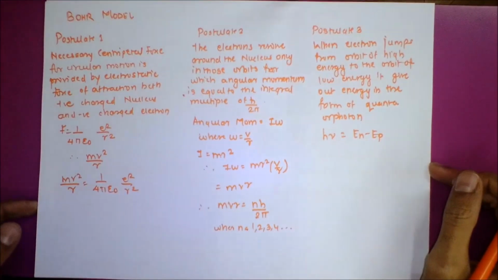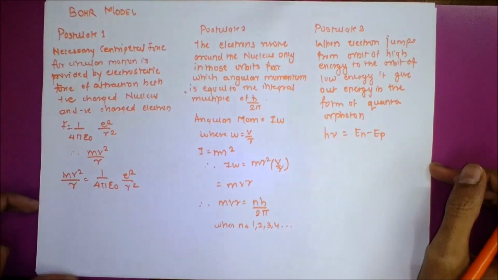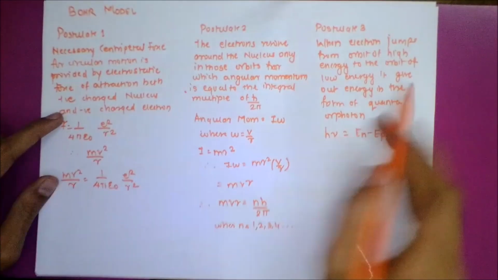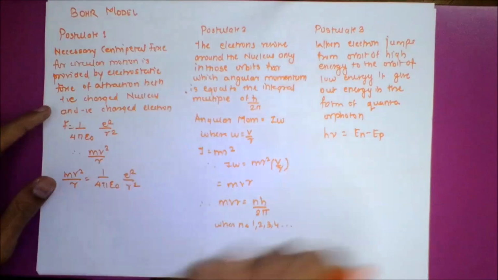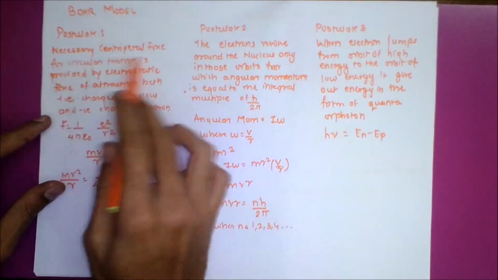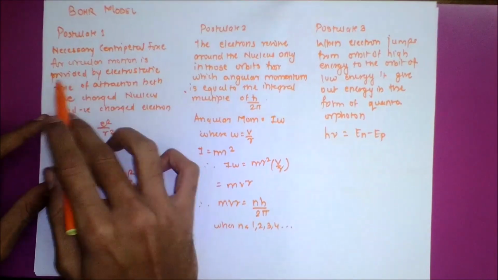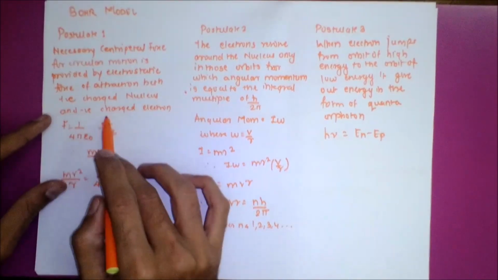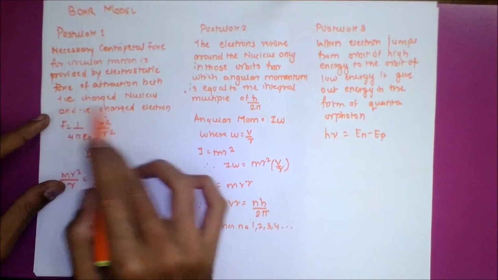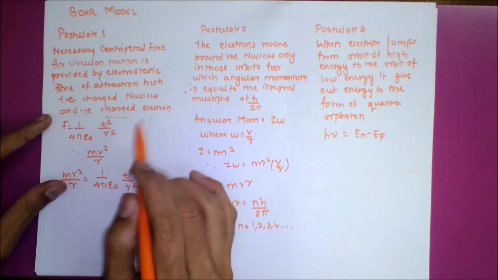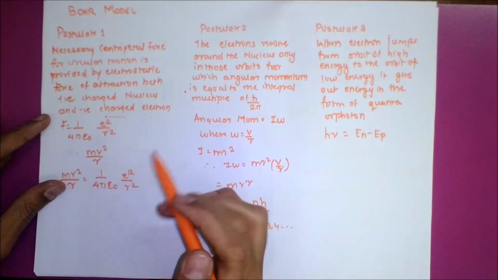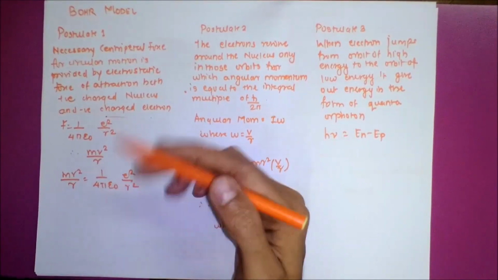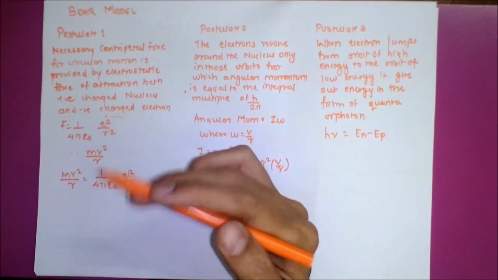Niels Bohr came up with a satisfactory explanation for Rutherford's atomic model. He gave 3 postulates for that model. The first postulate was regarding the acceleration of the electrons. The necessary centripetal force for the circular motion is provided by the electrostatic force of attraction between the positively charged nucleus and a negatively charged electron. That is, for the electrons moving around the nucleus, the necessary centripetal force is provided by the electrostatic force of attraction between the protons and the electrons.